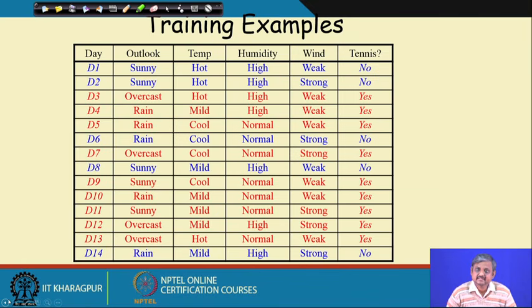What my intent is that after looking at these 14 instances, if I get a new instance, another day, let us say, for which I know the attribute values, but I do not know the class level. So, I know these attribute values of outlook, temperature, humidity and wind, but I actually do not know what the class level is, whether people will play tennis or not play tennis.